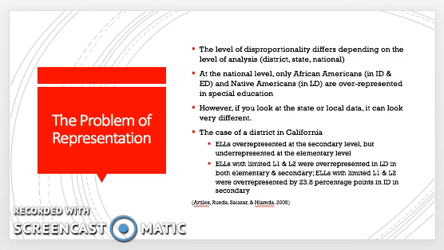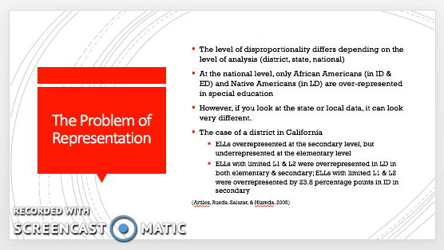The problem of representation. So the level of disproportionality differs depending on the level of analysis. For example, if we look at district, state, or national data, the amount of disproportionality will differ. So at the national level, only African Americans in intellectual disabilities and emotional disturbance, and Native Americans in learning disabilities are overrepresented in special education. However, if you look at the state or the local data, it can look very different.